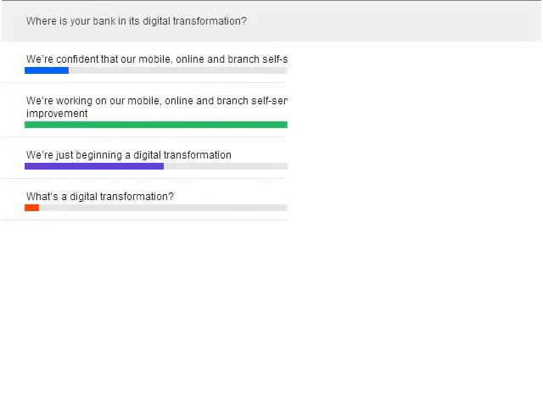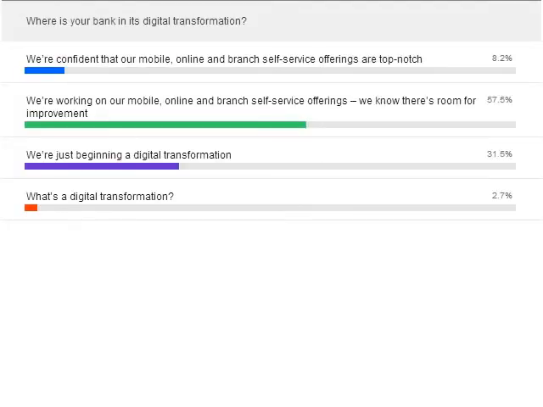So most of you, as we would expect, are working on it. You know there's room for improvement. And then about 28% have honestly admitted that you're just at the beginning, and make that 31% actually.